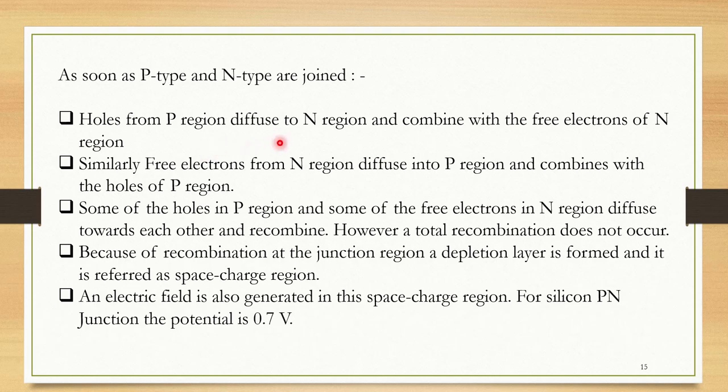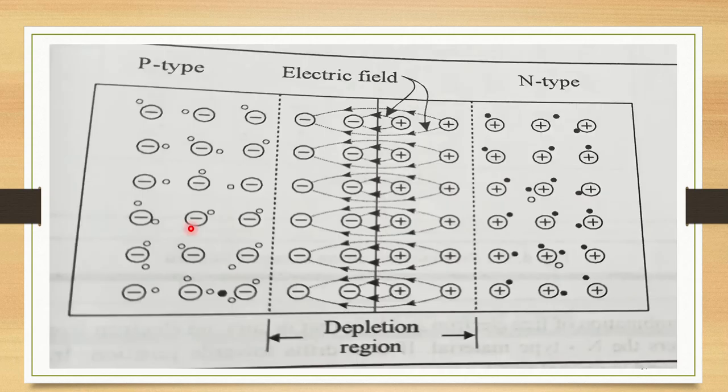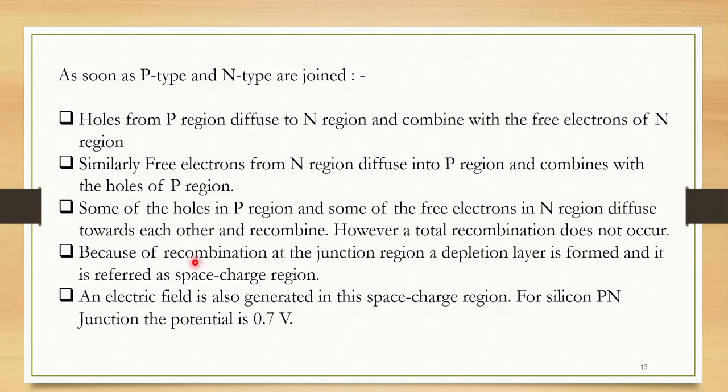So holes from the P region diffuse to the N region and combine with free electrons of the N region. Similarly, free electrons from the N region diffuse, meaning jump, into the P region and combine with the holes of the P region. Some of the holes in the P region and some of the free electrons in the N region diffuse towards each other and recombine. However, total recombination does not occur, because apart from this depletion area, there are still free electrons and positive holes there.